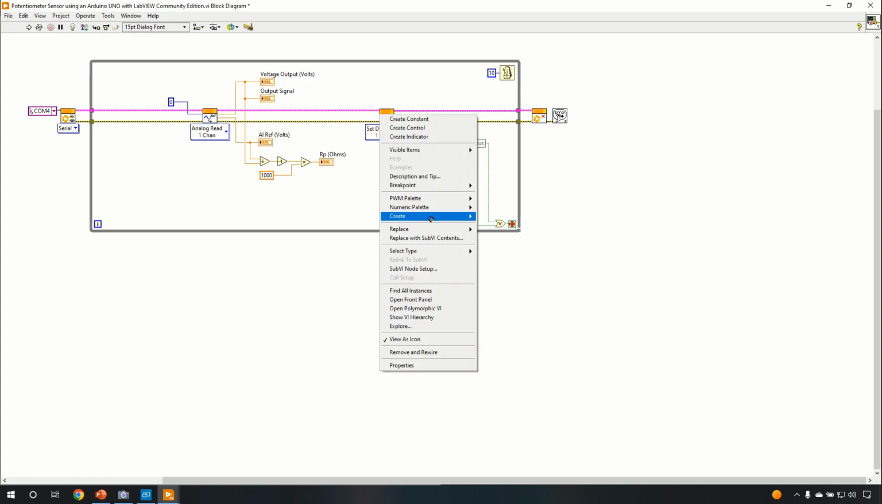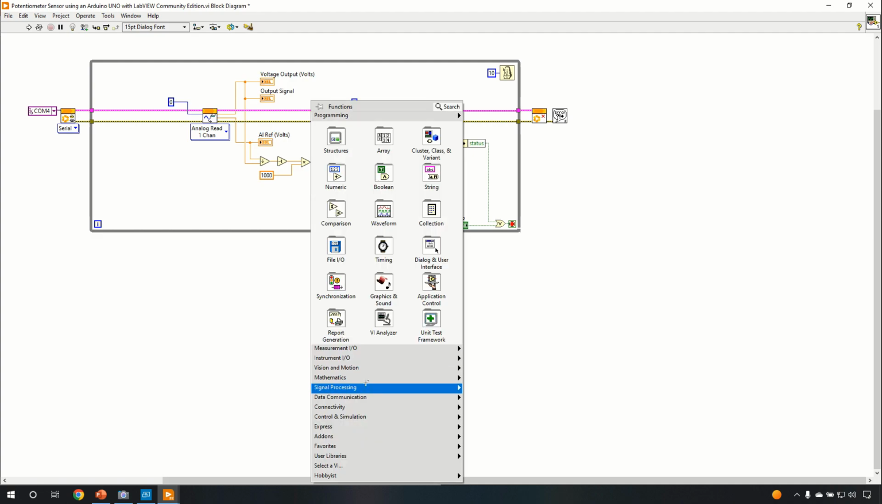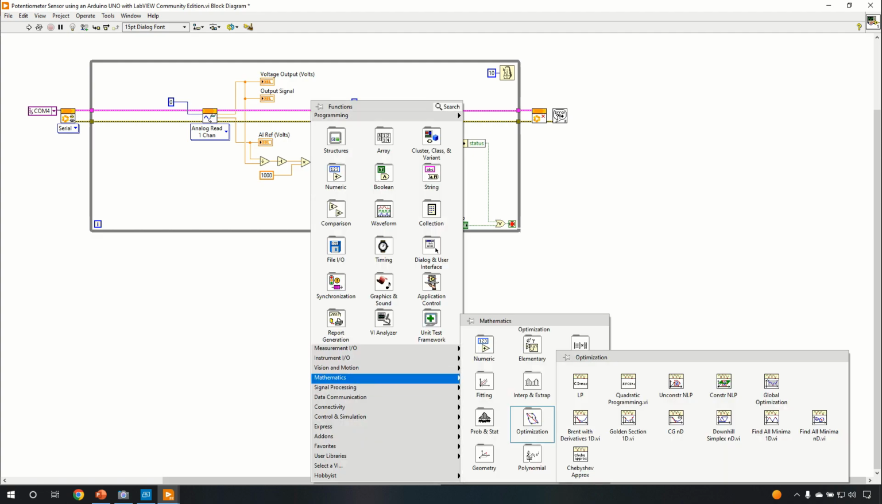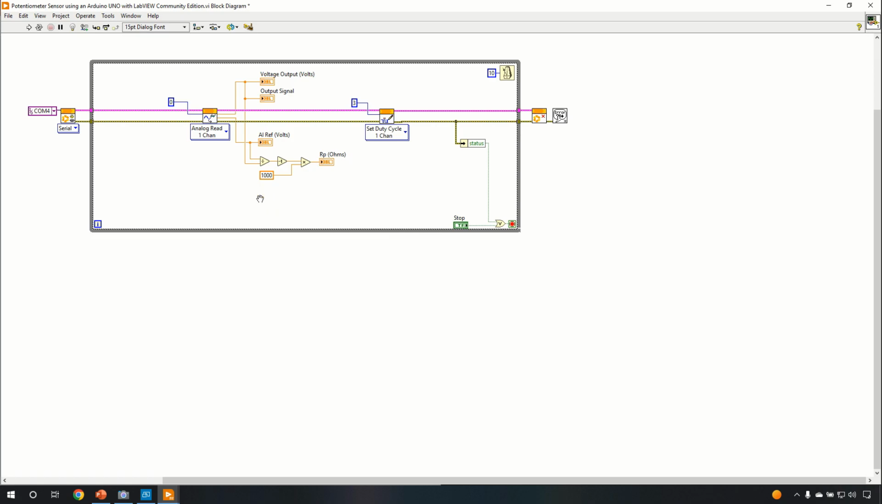So we need to select our PWM channel, create constant, and just say here we have pin 3. And for the duty cycle, we need to modulate this value between 0 and 1 by correlating it to the values of the voltage. So what we need to do is to go to mathematics, and inside we go to interpolation and extrapolation, and we choose the polynomial interpolation. Now for this polynomial interpolation, we'll create a constant for the y values.